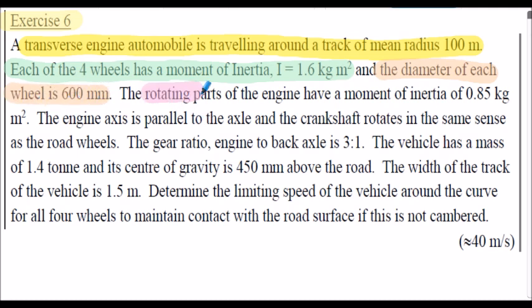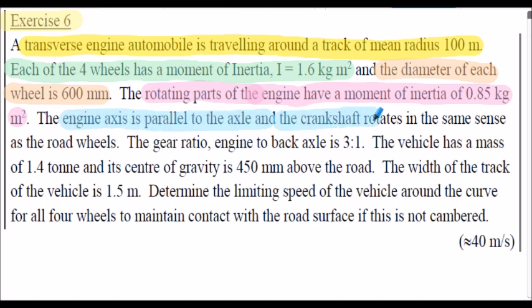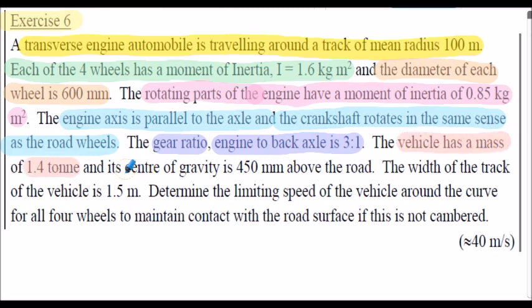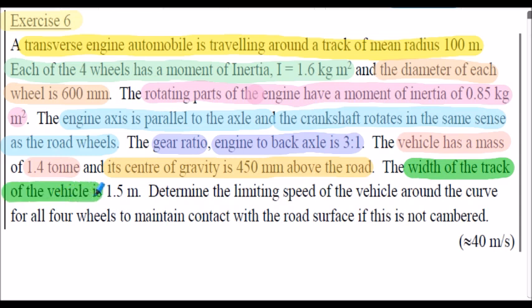The rotating parts of the engine have a moment of inertia of 0.85 kilogram meter squared. The engine axis is parallel to the axle, and the crank rotates in the same sense as the road wheels. The gear ratio of the engine to the back axle is 3:1. The vehicle has a mass of 1.4 ton and its centre of gravity is 450 millimeters above the road. The width of the track of the vehicle is 1.5 meters.